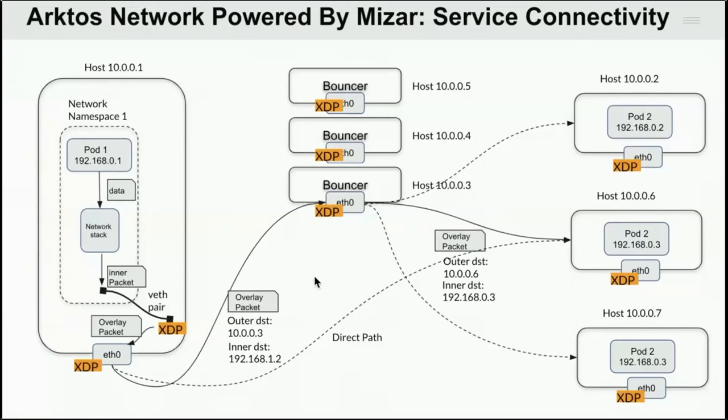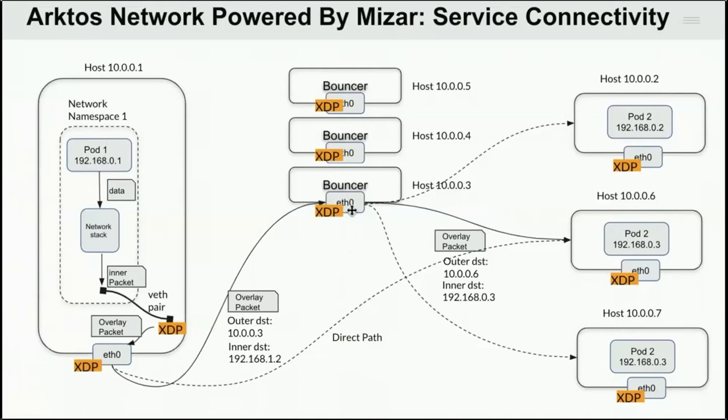What happens with Arktos and Mizar is similar to the pod-to-pod connectivity. Here, the pod application just sends the packets to the service IP. So here, let's say the service IP is 192.168.1.2. So this service IP is still in the overlay packet. It's the inner destination. But what happens at the bouncer is the bouncer maintains a hash table.